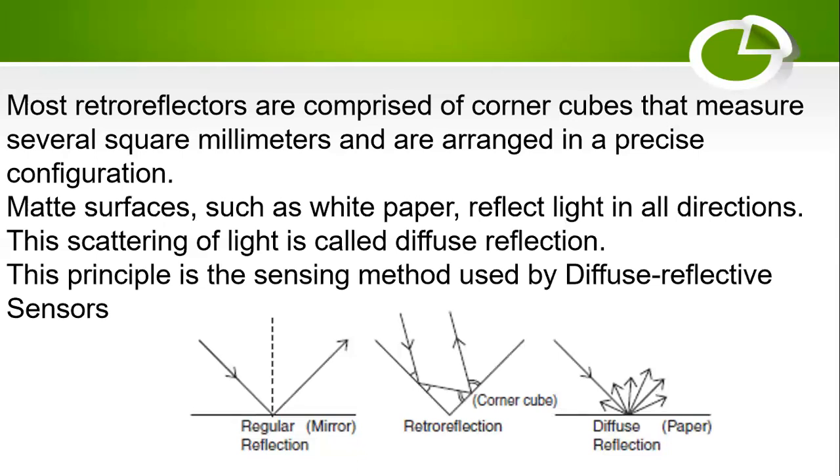Matte surfaces such as white paper reflect light in all directions. This scattering of light is called diffuse reflection. This principle is the sensing method used by the diffuse reflective sensor. Here we can see the three types of reflection: the regular reflection diagram, which is a mirror, the retroreflection diagram, which is a corner cube, and the diffuse reflection, which is paper. Here you can see the different types of reflections.